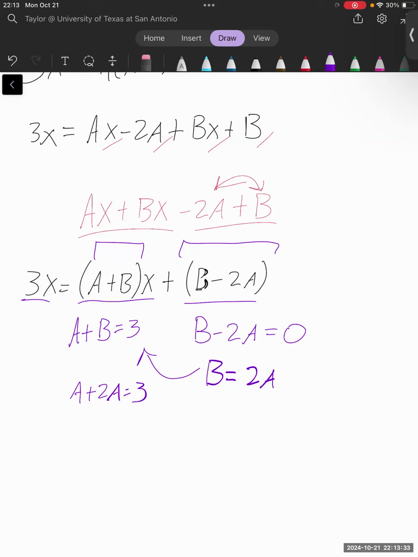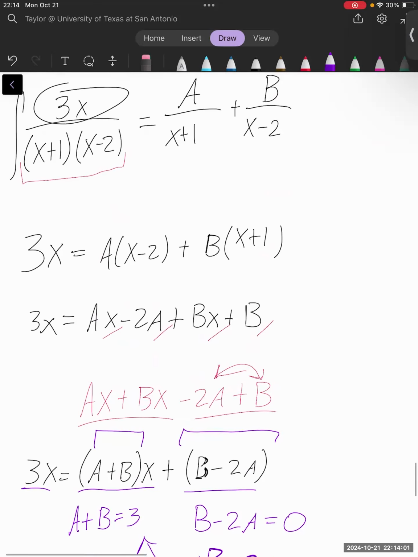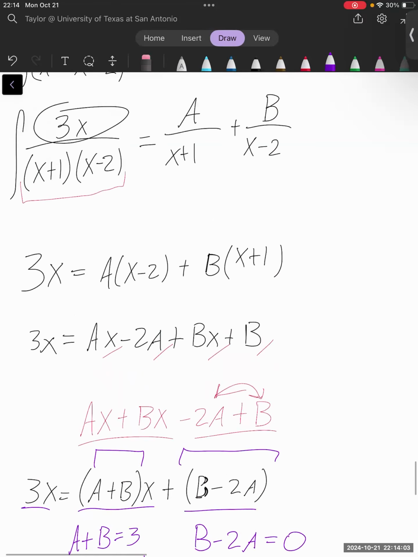So then, solving for a, I have 3a equals 3. So then a equals 1. I want to substitute that back over here. b equals 2 times 1. So b equals 2.